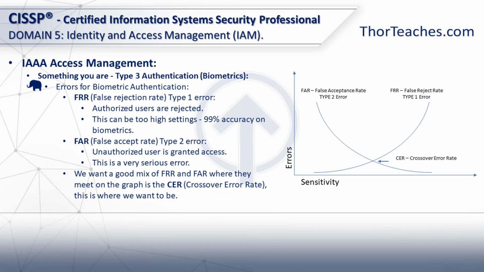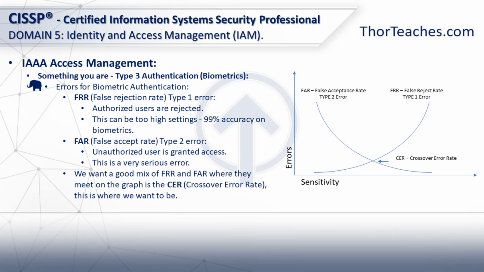This can be if we set the settings too high. If we do 99% accuracy on a fingerprint reader, it probably won't allow anyone in, unless they're very, very lucky. And then type 2 errors, false accept rate. That's the people who shouldn't have access getting access to our facility, maybe because the accuracy is too low on the fingerprint reader. That's very bad. So what we want is a good mix where we don't reject too many authorized employees and we don't really allow anyone unauthorized into our facility.